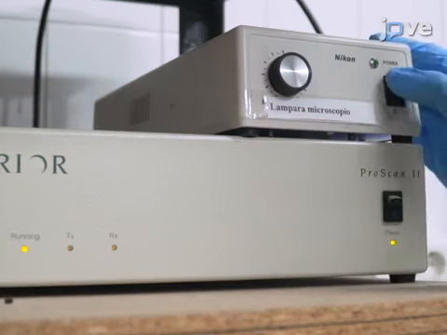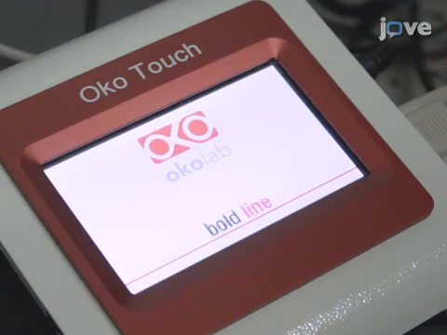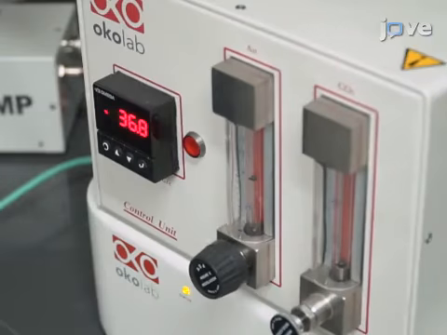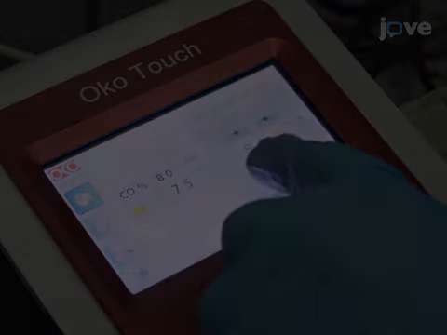Turn on the microscope, camera, hardware, and incubation systems. Set the temperature and air pressure to 37 degrees Celsius and 8% carbon dioxide for adult neural stem cells, or to 37 degrees Celsius and 5% carbon dioxide.